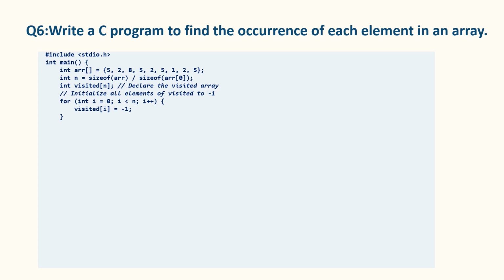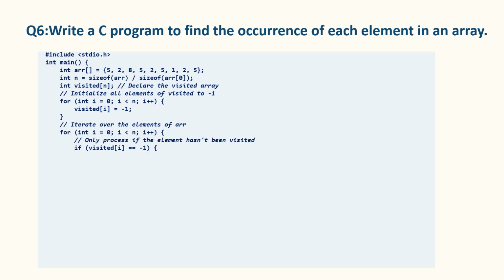The outer loop goes through each element in arr. The condition if visited[i] is equal to -1 checks if the current element arr[i] has not been processed before. It initializes a count for the current element. It starts at 1 because every element occurs at least once.